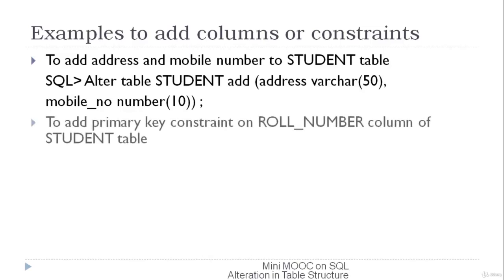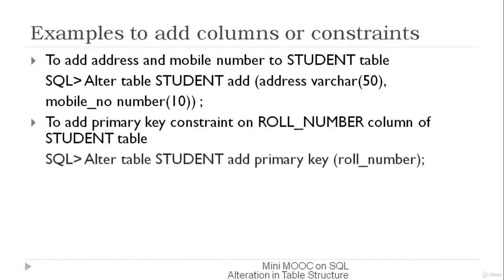Suppose you forget to add primary key constraint on roll number column of student table. We can enforce this constraint on existing student table through this statement. It is alter table student, add primary key, and in brackets we have to specify the name of column on which we wish to enforce this constraint. And in this case, it is roll number.